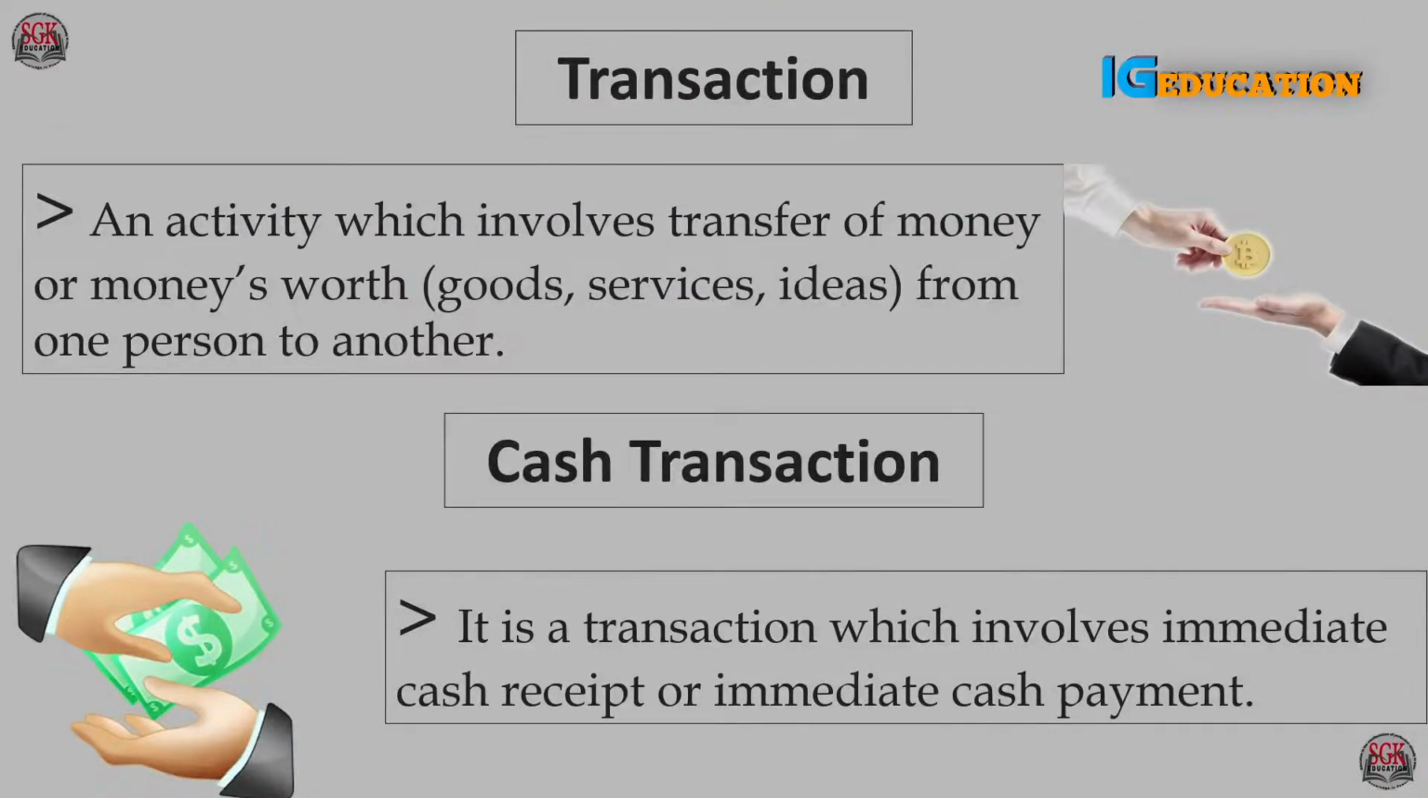First one is transaction, an activity which involves the transfer of money or money's worth from one person to another person. Normally, children, in day-to-day life, we transact things for buying goods. At a nearby shop, we give money to the shop owner and get some quantity of goods. That is called a transaction. Next one is cash transaction. Cash transaction means a transaction which involves cash. A transaction involving cash is called a cash transaction.